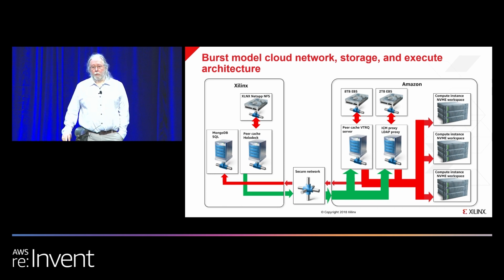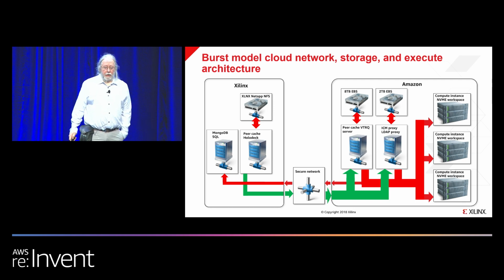We also use ICManage as our database server as well. So we have a proxy server that we run there just to do some caching to offload any network issues between Xilinx and Amazon. You will get variability. It's good to hide some of that with caches if you can. So that's really what we do.